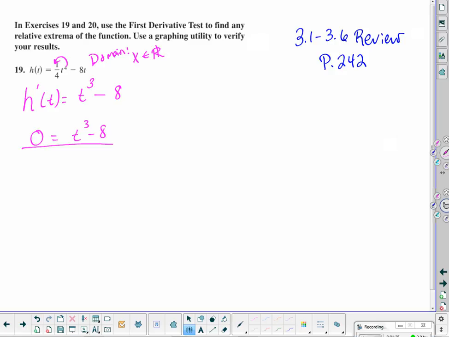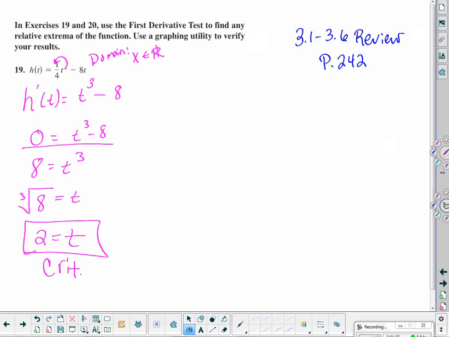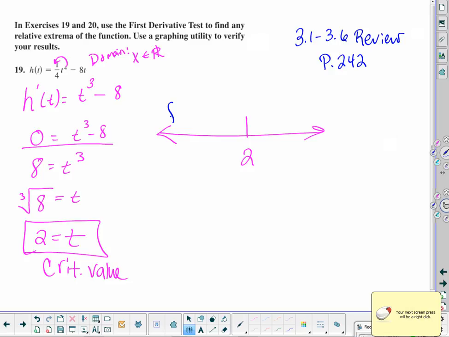Let's solve for this being 0. 8 goes over, I get t cubed equals 8. t equals the cube root of 8, and that makes t equal to 2. This is a critical value for us, and it's our only critical value. Go into a sign chart, and we'll put 2 on our sign chart. On the left and the right, we're analyzing against our first derivative, and here is the first derivative.